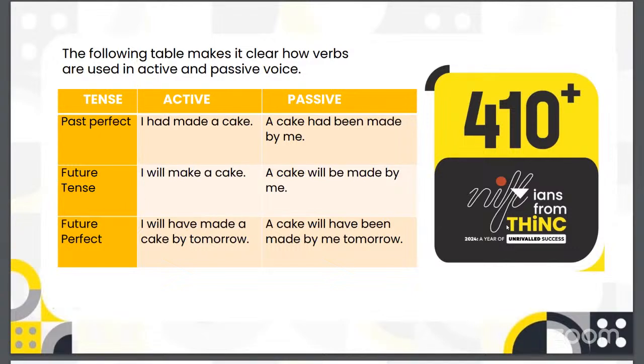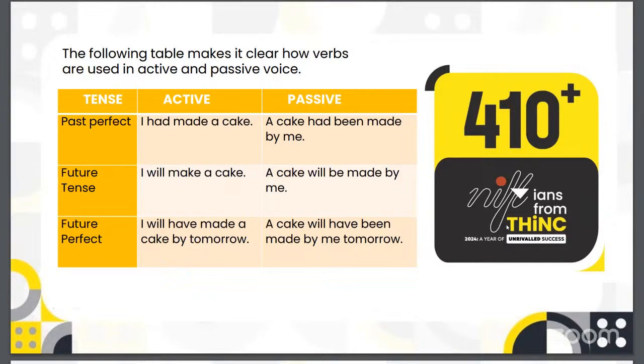So when you change it into passive voice, a cake had been, because in perfect tenses you use been, and in continuous tenses you use being. So that is a very important structure, or a very important tip. That is, for continuous tenses in passive voice you use being, and for perfect tenses in passive voice, you use been, B-E-E-N. So a cake had been, had shows that it is past tense, had been made by me.